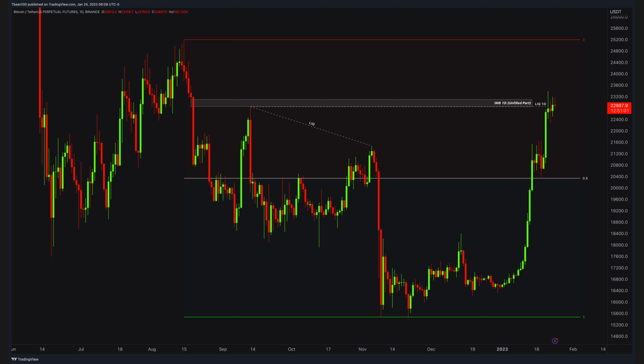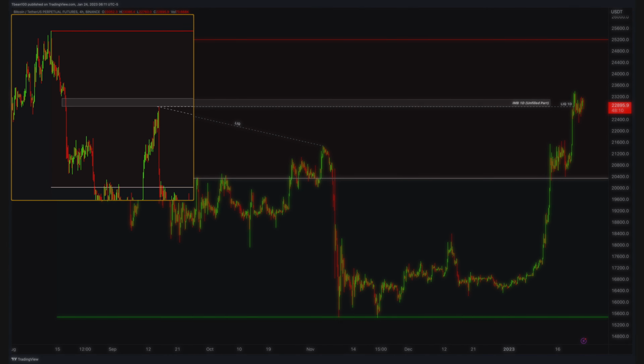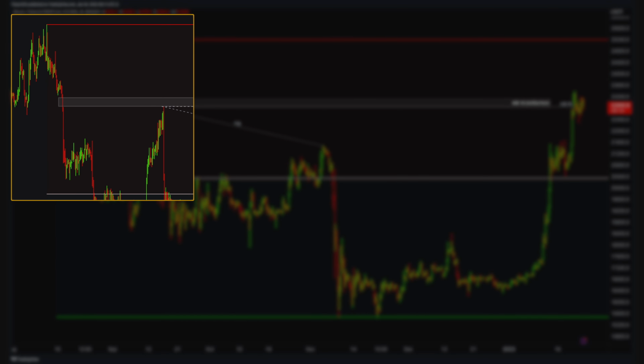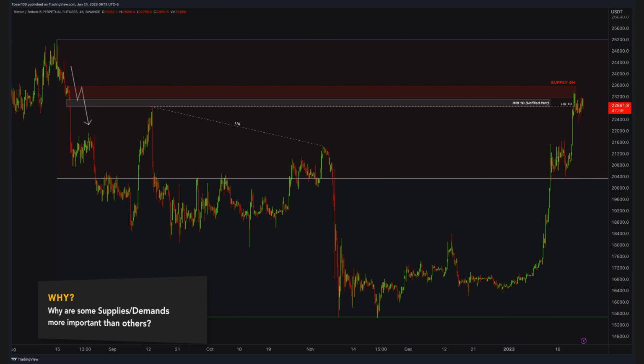Let's open the 4-hour time frame and dissect it more and more. Okay, the 4-hour time frame. I want you to look at this area. What is this structure? Please pause the video and type the name in the comment section. Yes, drop base drop, DBD, is one of the natural supply areas.